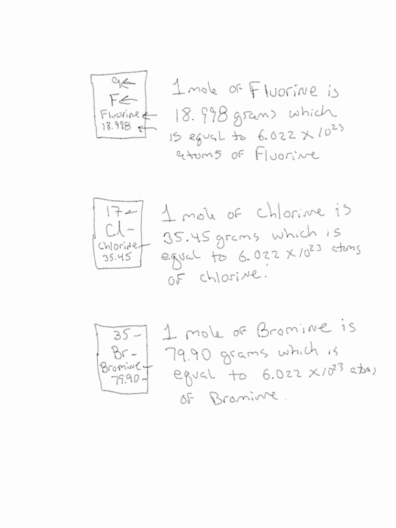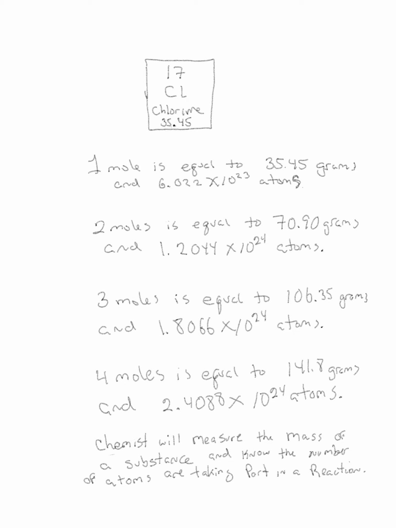And again, if I double the mass of bromine, so if I take 79.90 and multiply that times 2, I would have 159.8 grams of bromine, which is equal to 2 moles of bromine. Okay? Now let's take this a little bit further.